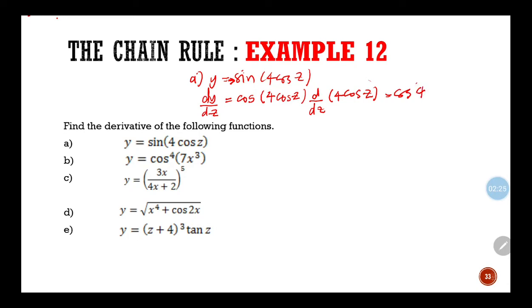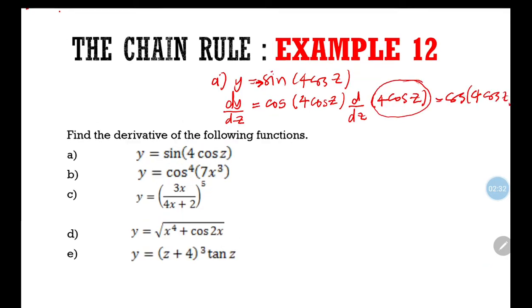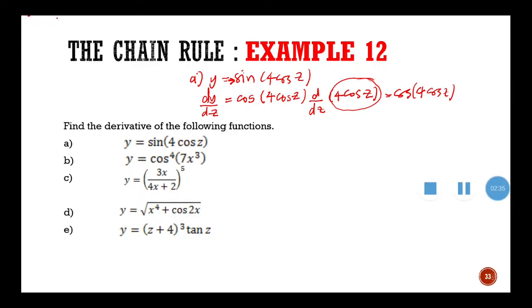4 cos z. The derivative of this will give you 4, this is a constant. So multiply with 4, carry along. Cos z differentiate, you will get negative sin z. That's it. But don't ever forget, this 4 you cannot move, since I said that 4 is a constant, you may bring it out. You don't have to differentiate. You can put it outside, right? But you cannot turn it into 4 sin cos z.